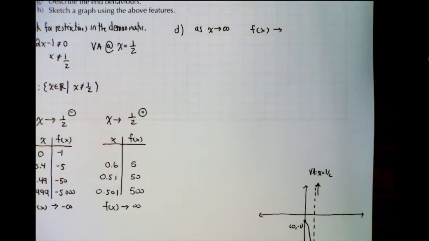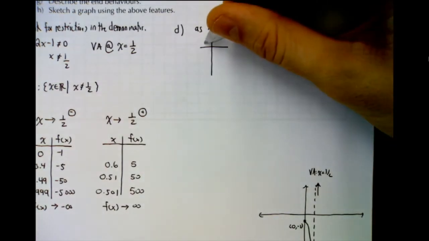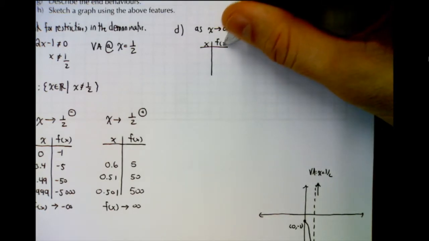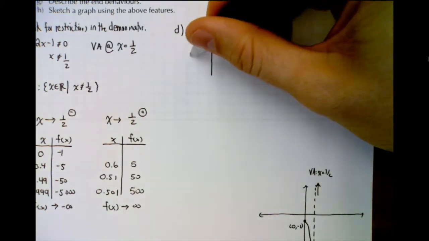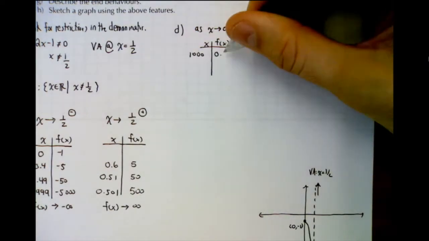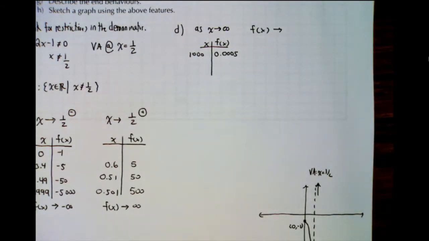What does f of x approach? Well, we have to think, what are some numbers that are getting bigger? Or what are some big numbers that we can plug into our function? Let's start with 1,000. If we plug 1,000 into our function, you get 0.0005, which is a really, really small number, bigger than 0.